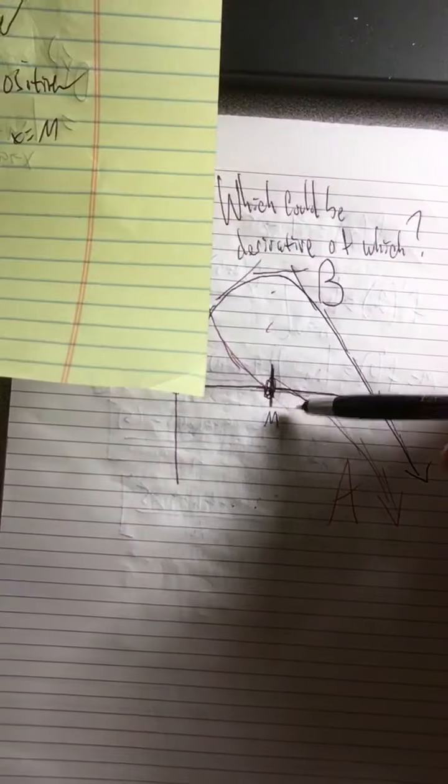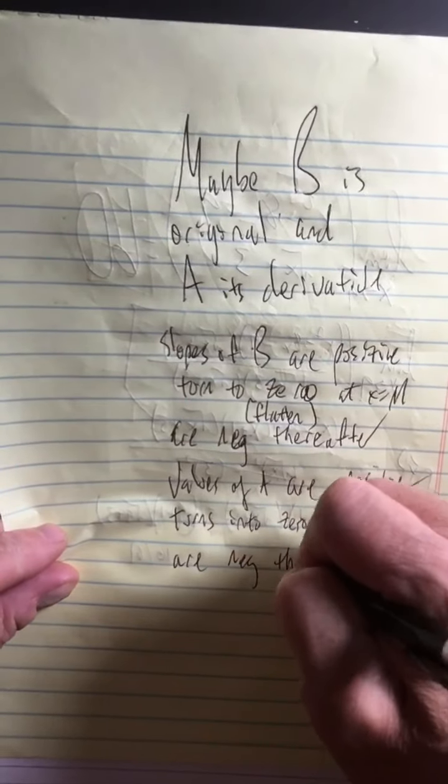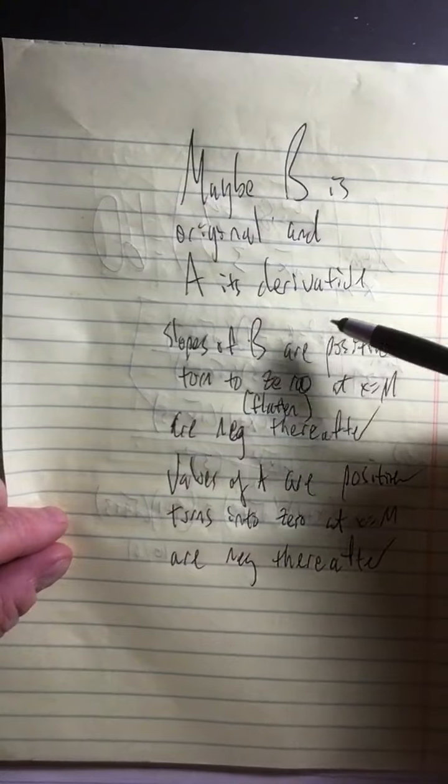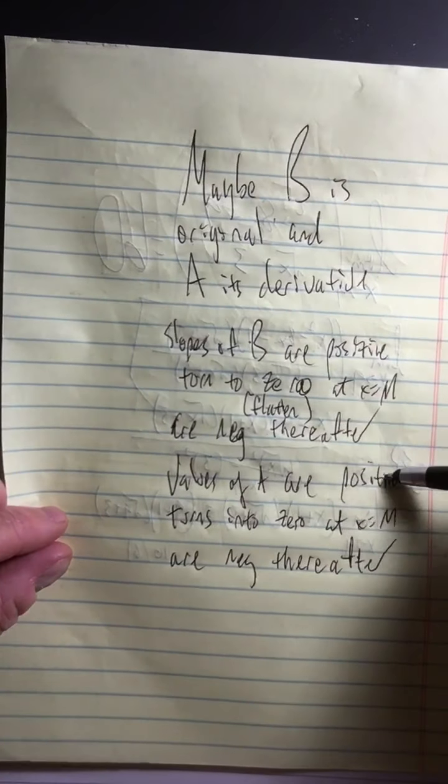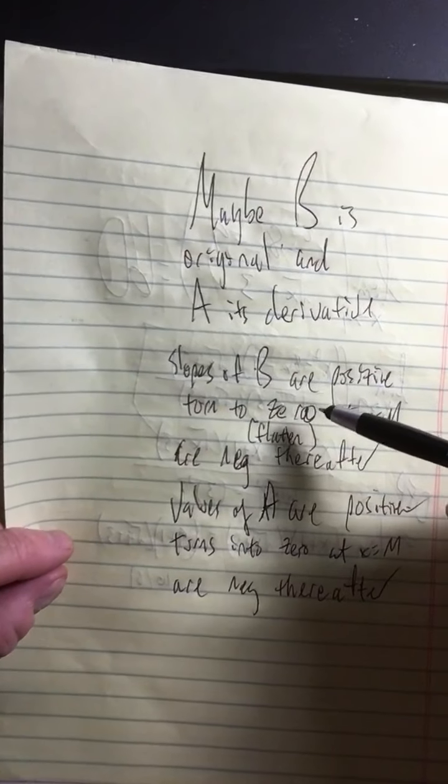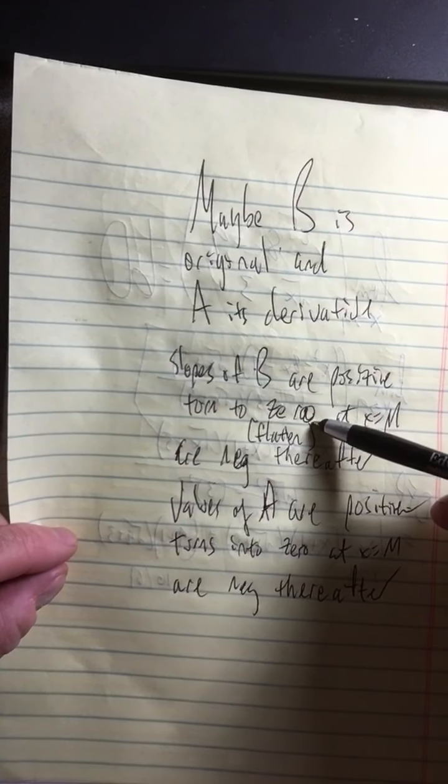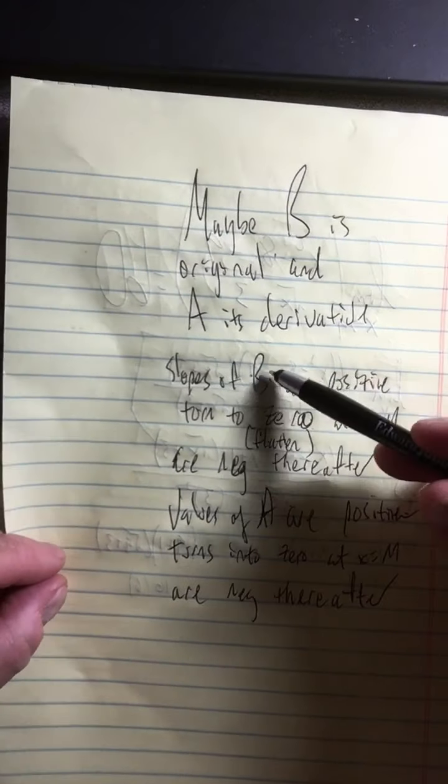What are the values after that? Well, the values of A after that are in negative land. We're down here in negative land. Are negative thereafter. Okay, so when the slopes of B are positive, the values of A are positive. When the slope of B flattens out and turns zero, A has a zero value. And when the slopes of B are negative, then the values of A are negative.